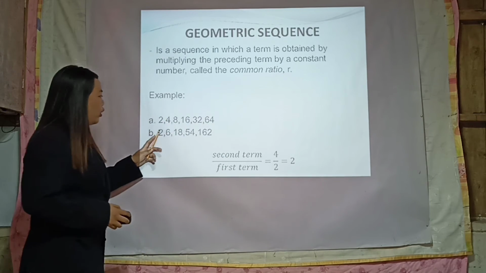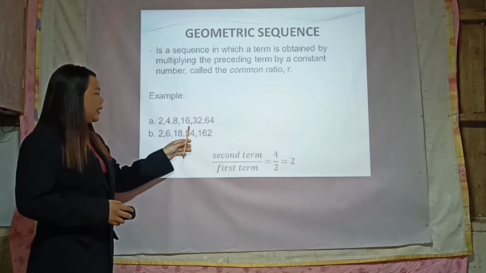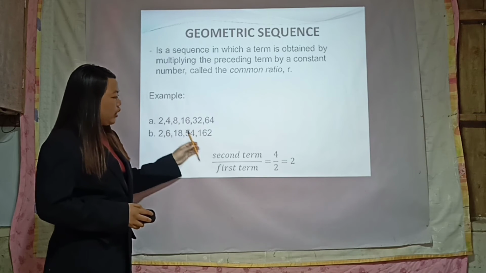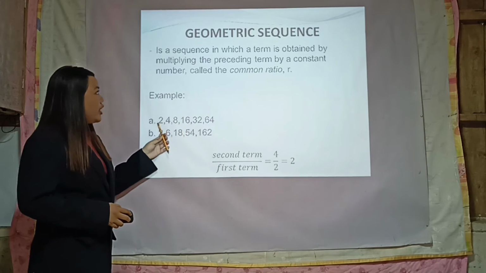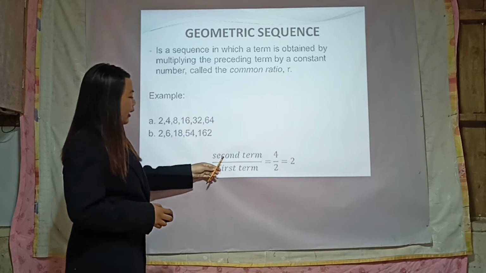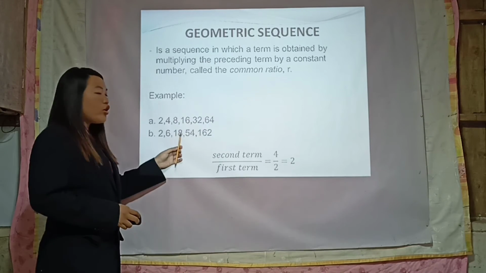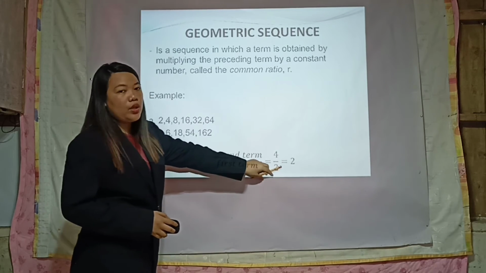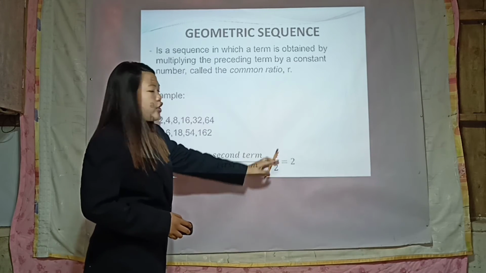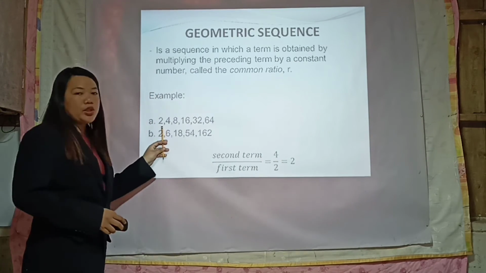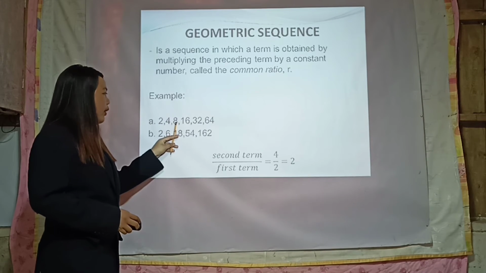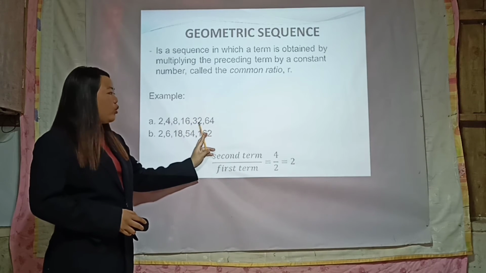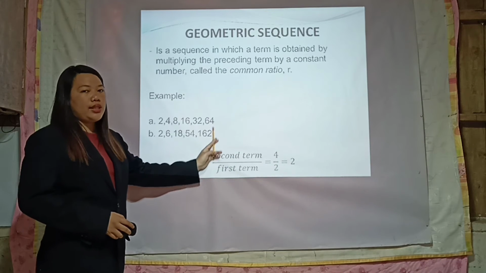So example, 2, 4, 8, 16, 32, and 64. So, in order to know the common ratio of this geometric sequence, we divide the second term by the first term. The second term is 4 and the first term is 2. So, 4 divided by 2 is equal to 2. Therefore, the common ratio is equal to 2. So, 2 times 2 is equal to 4. 4 times 2 is equal to 8. 8 times 2 is equal to 16. 16 times 2 is equal to 32. 32 times 2 is equal to 64.